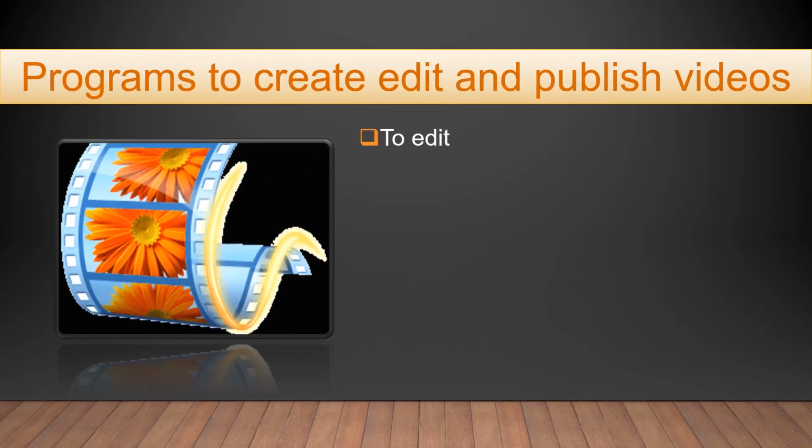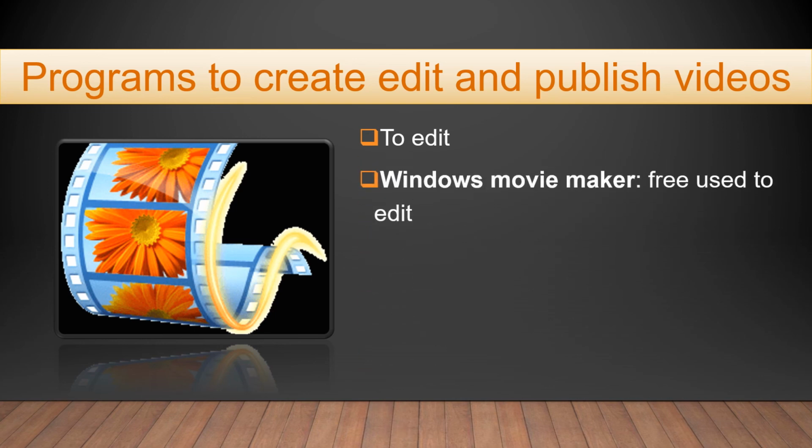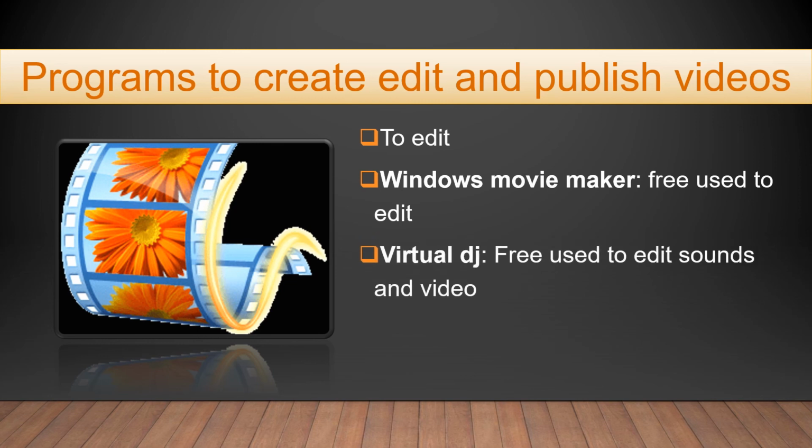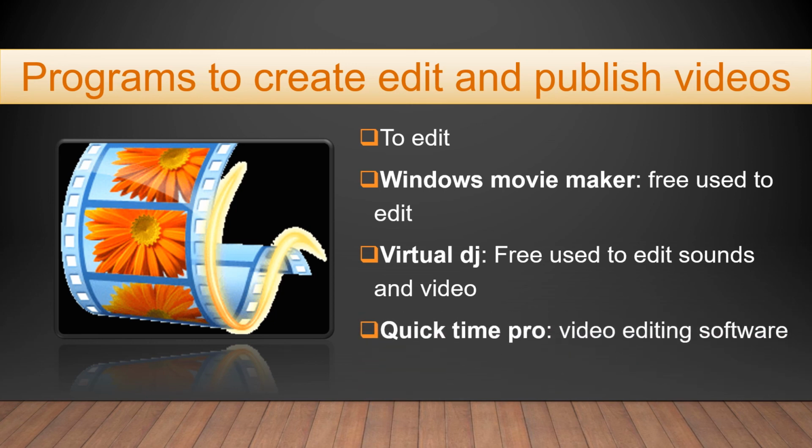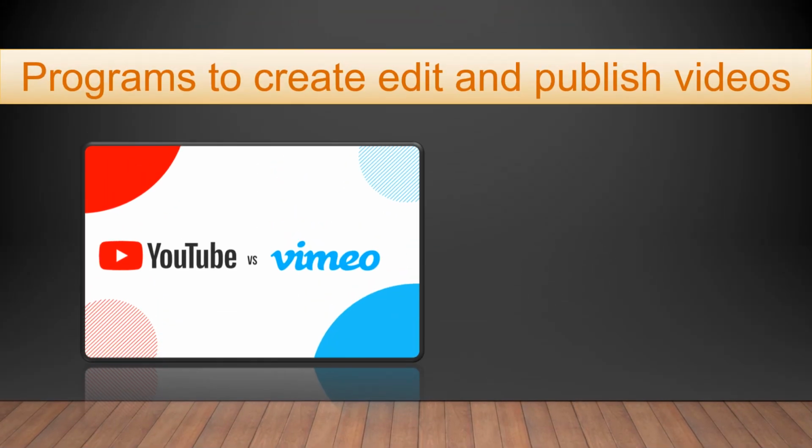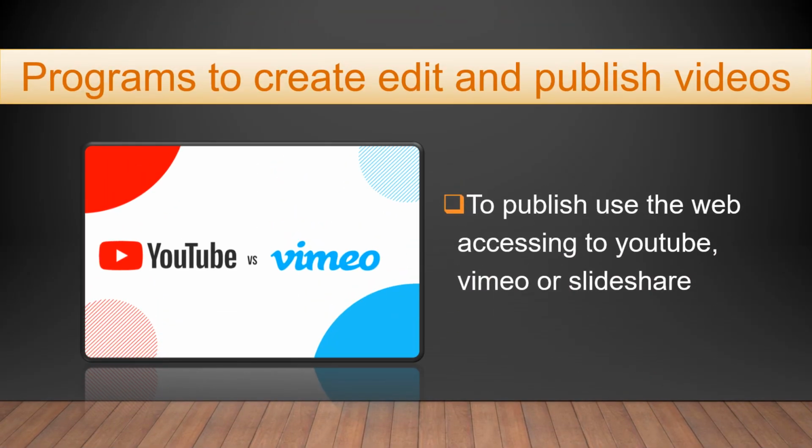Then, to edit, we have Windows Movie Maker. It's free to use to edit. And then, Virtual DJ, free to use to edit sounds and video. And QuickTime Pro. It is a video editing software. Lastly, to publish, use the web, accessing YouTube, Vimeo, or SlideShare.